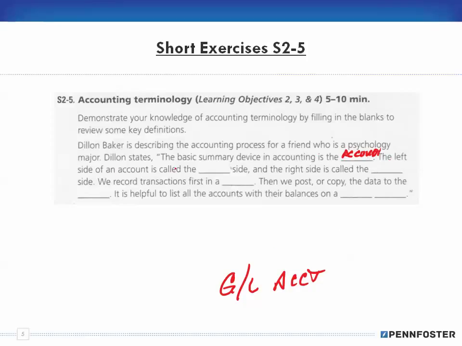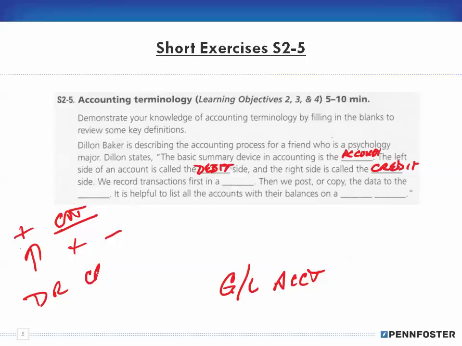The left side of the account is called a debit, and the right side is called a credit. Remember, the definition of a debit or a credit is not increase or decrease, plus or minus. It's not that. It all depends upon the relationship between the category of account and the normal balance. The normal balance is what increases that category of account, and what increases it is whether it's a debit or a credit.